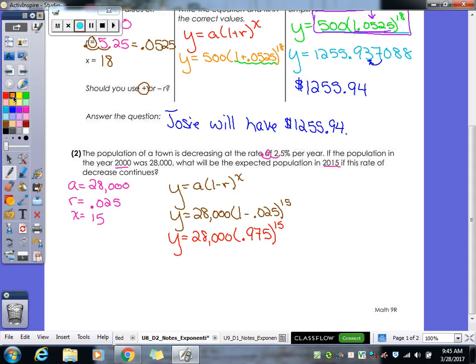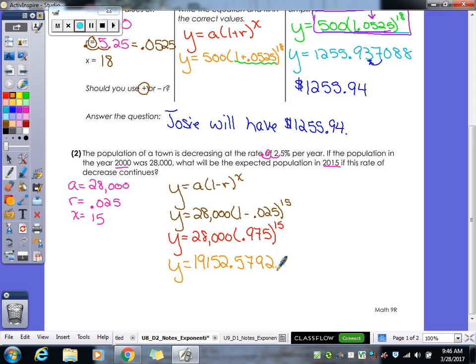Now you see this time how this number is less than 1? That's our hint that this is decay. That number is less than 1. All right, now go ahead and type that whole thing in. 28,000, parentheses, 0.975 to the 15th power. Is that what everybody got?